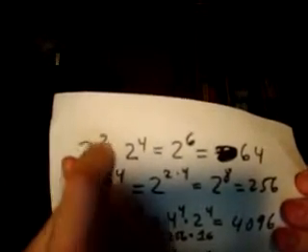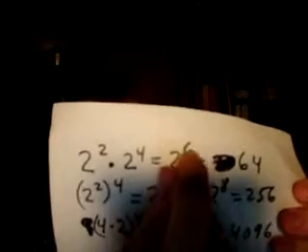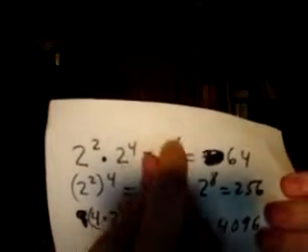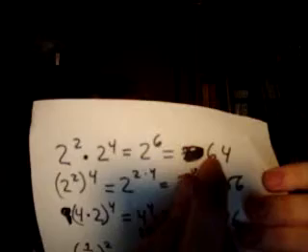Now you have a math problem here: 2 squared times 2 to the 4th. When you're multiplying your numerical coefficients, what you're going to do is add the exponents. So 2 plus 4 becomes 6. So now you have 2 to the 6th power, which is 64.